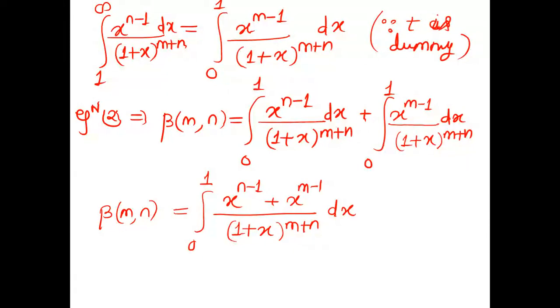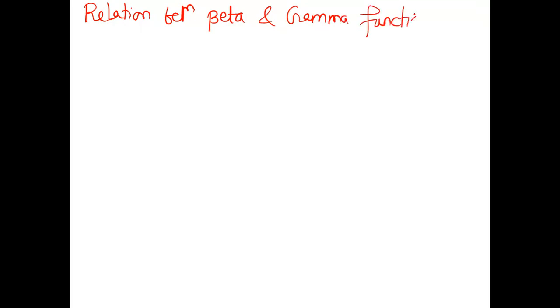Now let's see what is the relation between beta and gamma function and how this can be derived. So, the relation between beta and gamma function. In order to prove this relationship, we will make use of some of the properties of the gamma function as well as the definition of the gamma function.